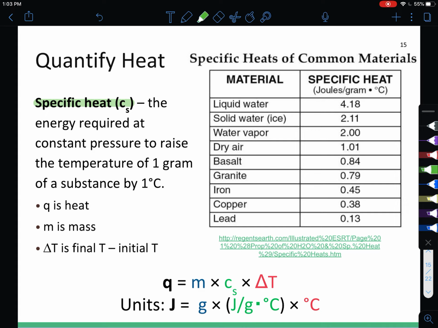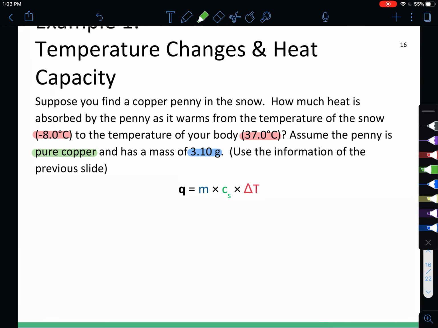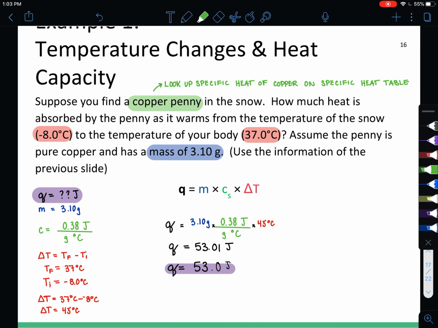All right, let's look at the table. And here we have copper at 0.38 joules per gram degree Celsius. So we're going to pull that and use that for our specific heat. All right, I'm going to flip to the next slide.